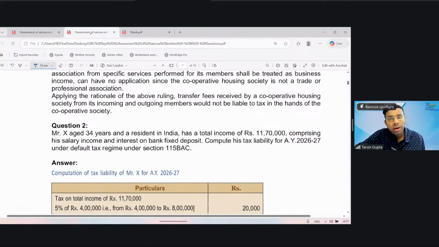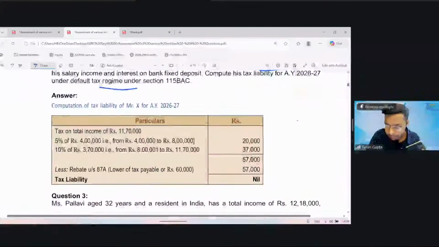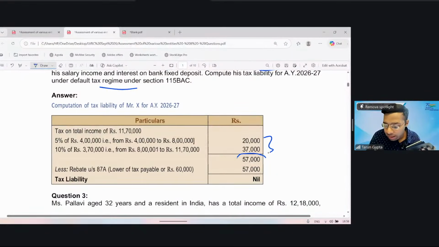So Mr. X, who is a resident in India, has a total income of 11,70,000, comprising salary and interest on bank fixed deposits. So normal income, no special income. Compute his tax liability under the default regime. Very simple, you just have to apply the slab rate. Up to 4 lakh nil, 4 to 8 lakh 5%. So 5% of 4 lakh is 20,000. Then 8 lakh to 11 lakh 70,000, means 3 lakh 70,000, at 10%, means 37,000. So the total tax is 57,000.